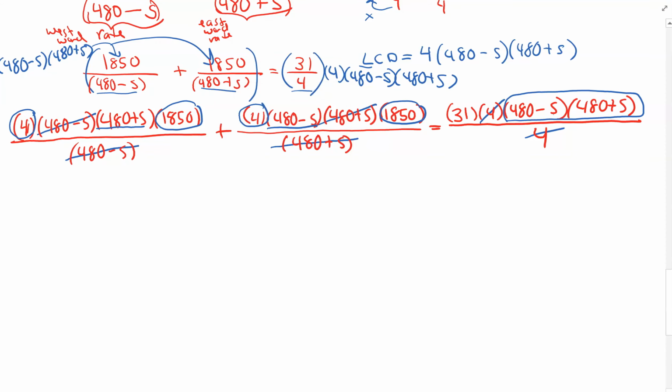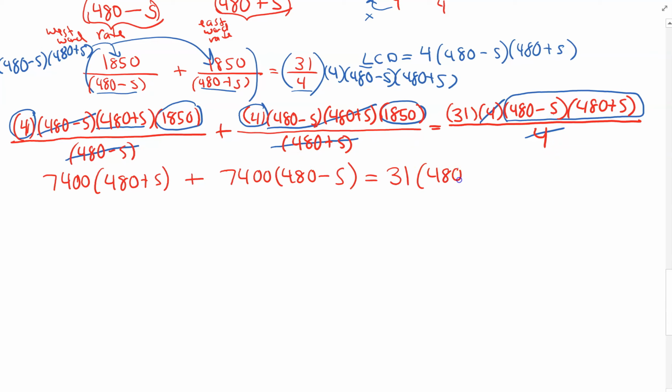And that gives me 7,400 times the quantity 480 plus s for that first fraction. Over here it'll be similar, but it'll be multiplied to the other binomial, 480 minus s. And then here I'll have 31 times, I'll just write everything out right now, and then I'll FOIL in a minute. So 31 times 480 minus s times 480 plus s.